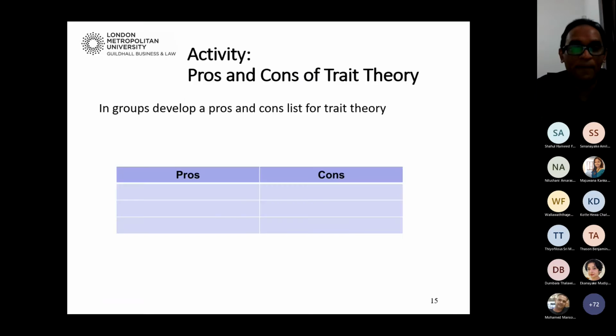So there's another blog activity that you can do if you want, right? That is, you can identify the goods and bads, the pros and cons of trait theory. You can do this as a blog activity.